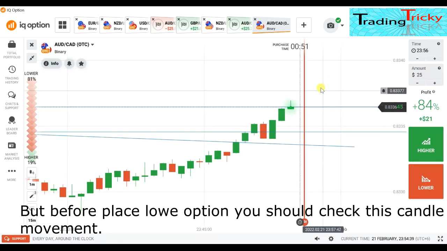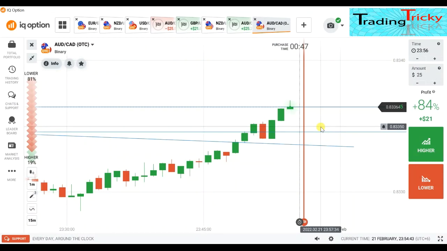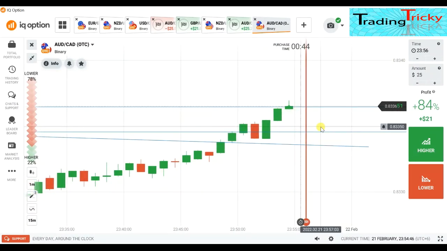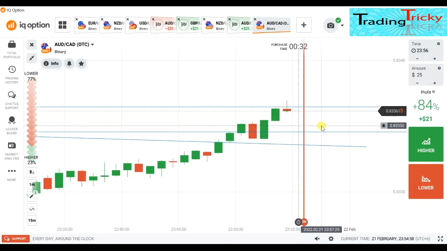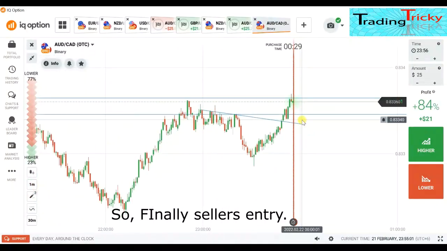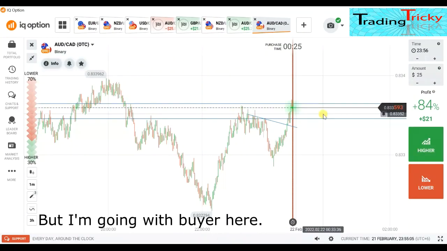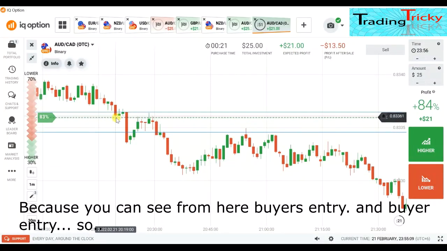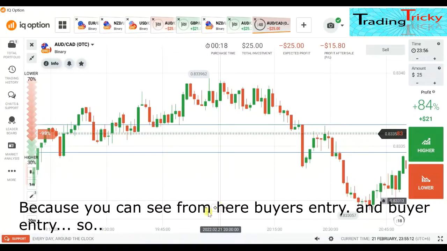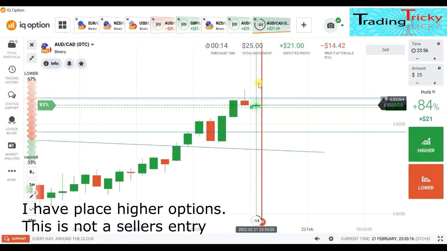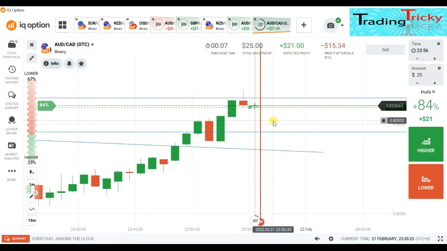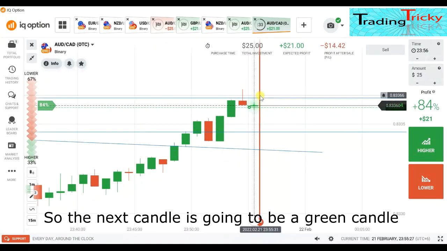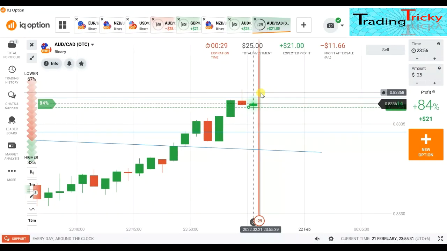But before you place your lower option, you should check this candle's movement. Okay, so a sellers' entry finally, but I'm going with buyers here, because you can see from here we have buyers' entry and buyers' entry. So I have placed a higher option here. This is not a sellers' entry, but I can consider this a new high. So the next candle, I think it's going to be a green candle. Let's see.